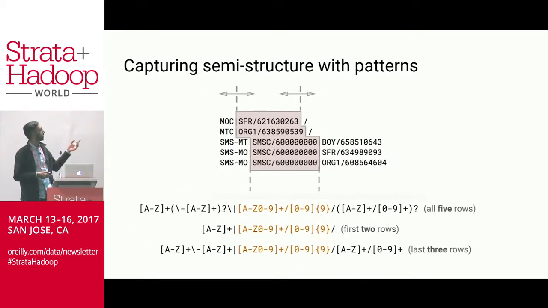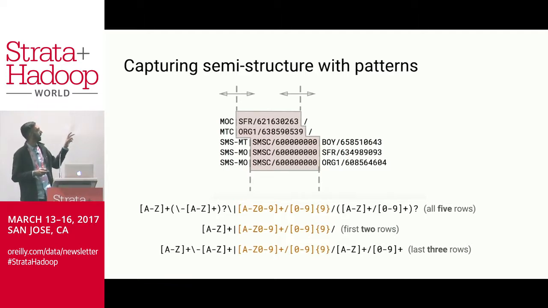So let's look at this brief text example. The area in brown is the shared structure across the 5 rows. But you can see that we have a general pattern which describes all 5 rows, and it has some optional elements.